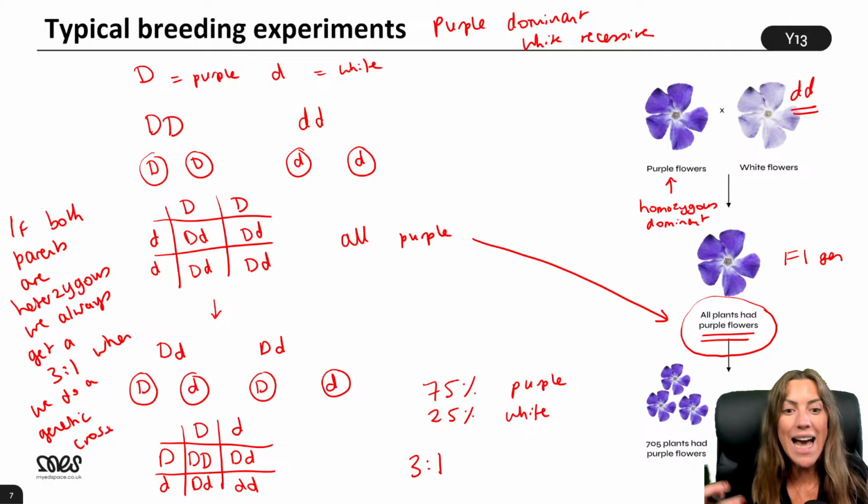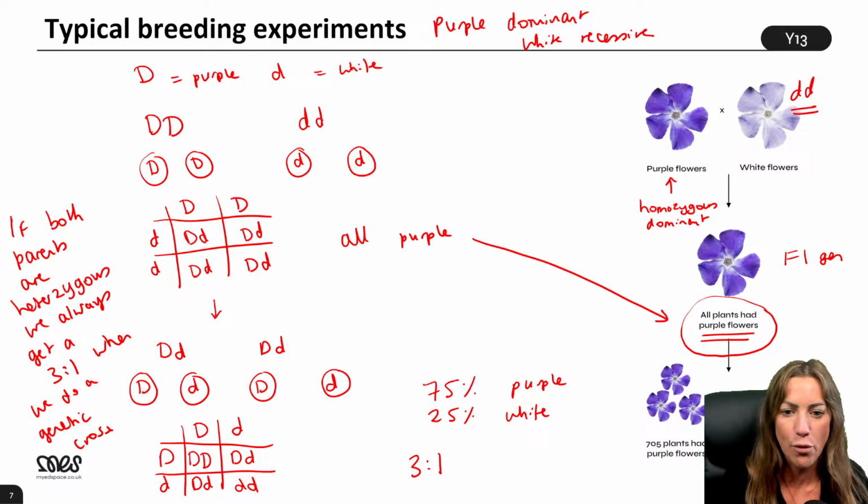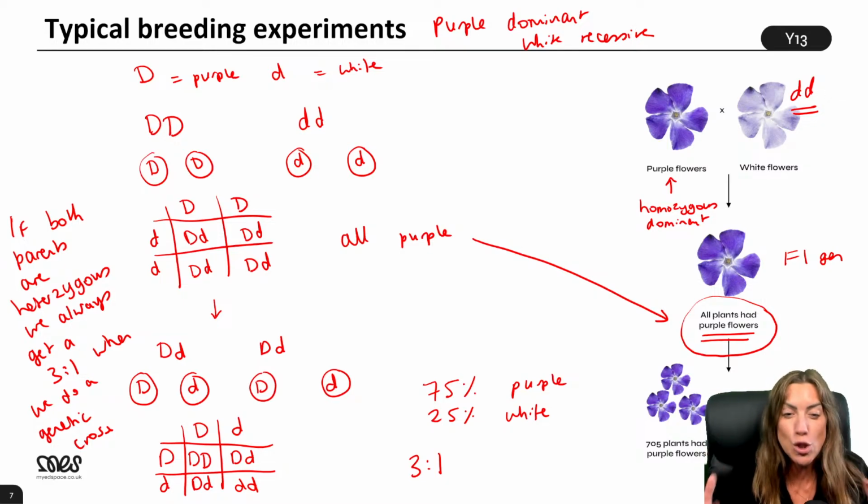You might not, in reality, when you actually do the breeding, get a perfect 3-to-1 ratio in your offspring, but when you do a genetic cross on paper, when both parents are heterozygous, you'd always get a 3-to-1 ratio. So sometimes you don't even need to do the cross. If both parents are heterozygous, you just know it's going to be 3-to-1.